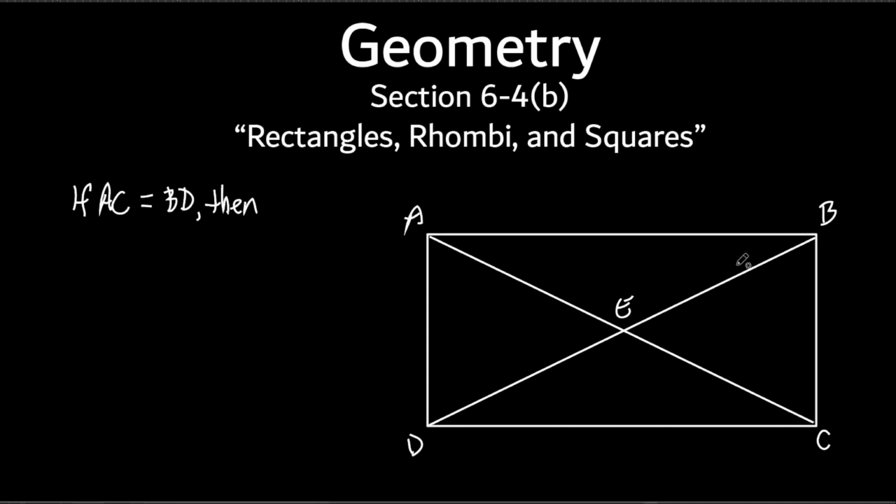So if the diagonals of a parallelogram, I think you might even be able to say a quadrilateral, but if the diagonals of a parallelogram are equal to each other, then what is this thing? It's not just a parallelogram. It's a rectangle. So that's basically what the theorem says right there. So if the diagonals are equal to each other, then this would be a rectangle. Everybody with me on that?